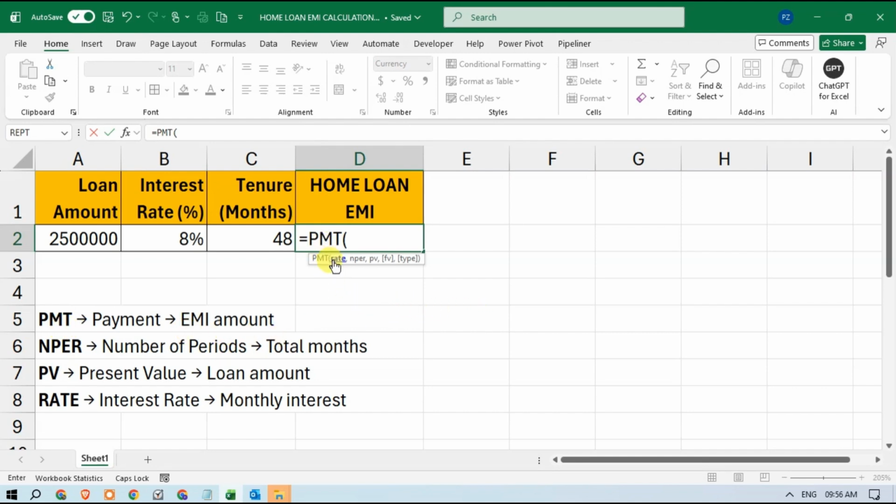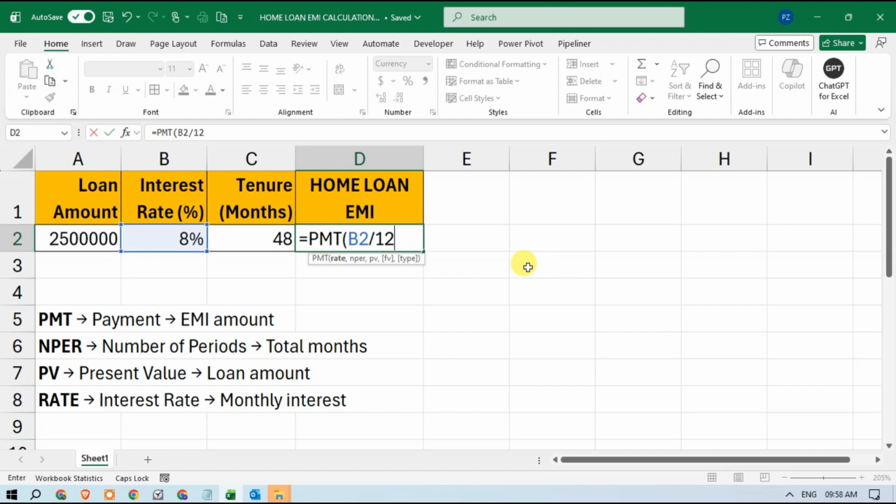Okay, so first select the rate, here indicating the interest rate. So I select the interest rate cell B2, then divide it by 12. So here, why divided by 12? The interest rate is always given per year, but EMI is paid every month. So we divide the yearly interest by 12 to convert it into monthly interest.